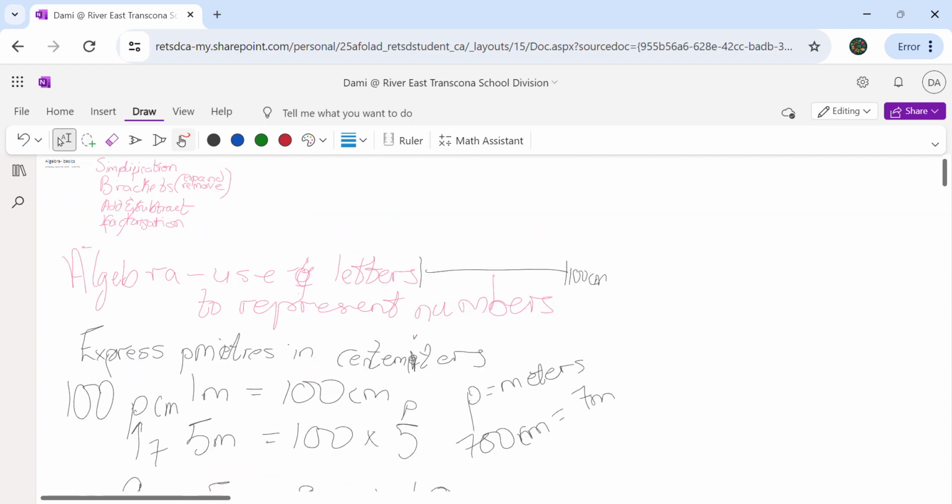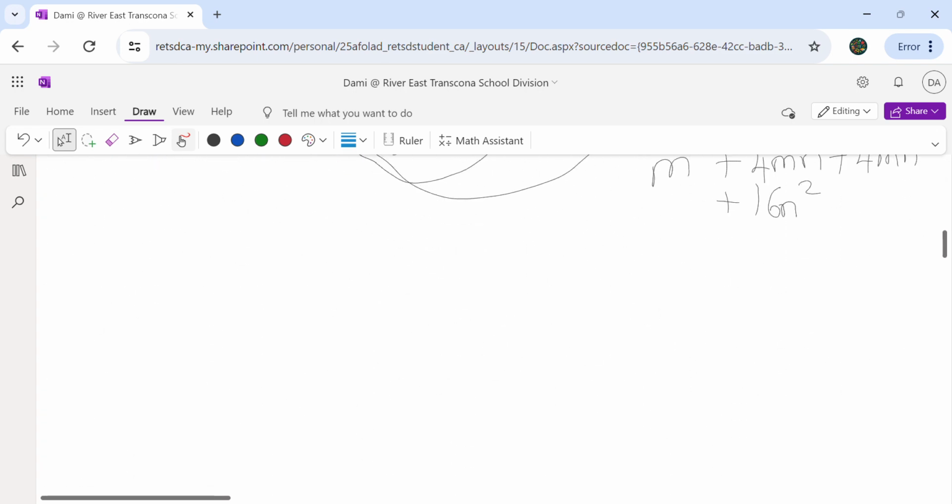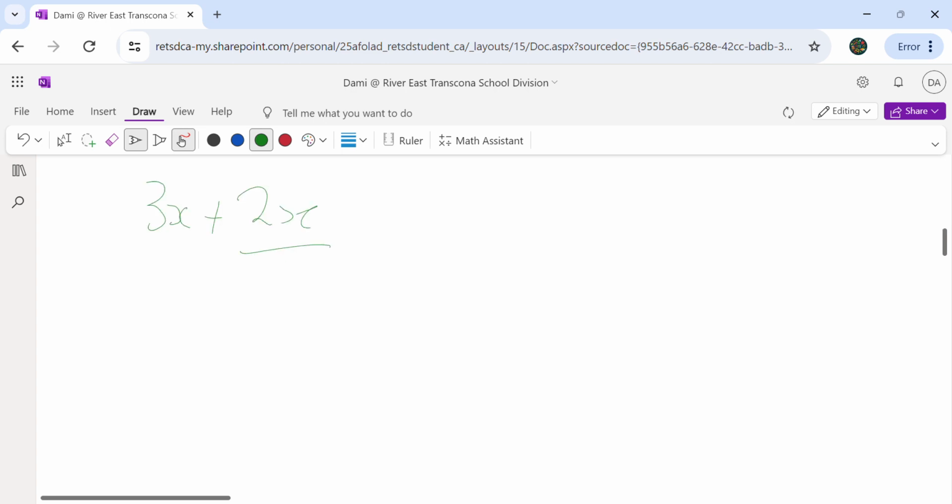Next up is adding and subtracting and then factorization. Adding and subtracting. 3x over 7 plus 2x over 7, and 4a plus 13 over 5 minus 2a plus 3 over 3.